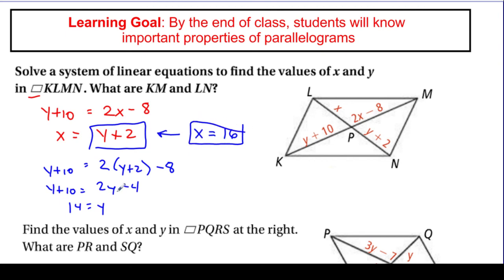Okay, and then the problem below is the exact same thing, so I'm not going to do two of them. But you get this idea that we just need to remember that diagonals bisect each other and create two congruent segments, and we can set them equal to each other and figure out this type of algebra problem that involves setting them equal, and in this case solving using a system of equations.